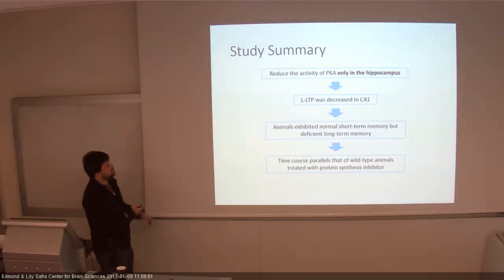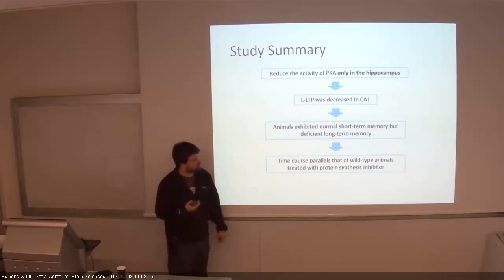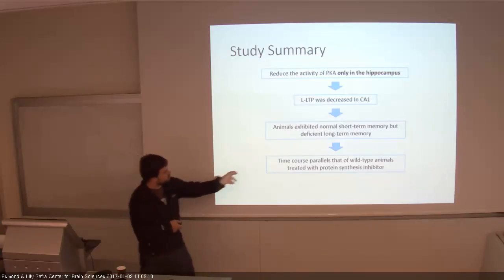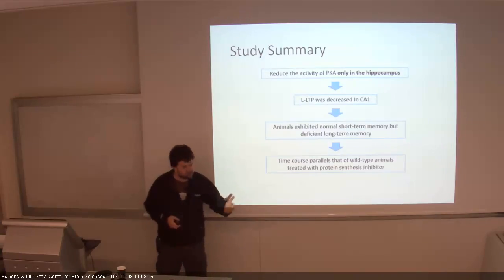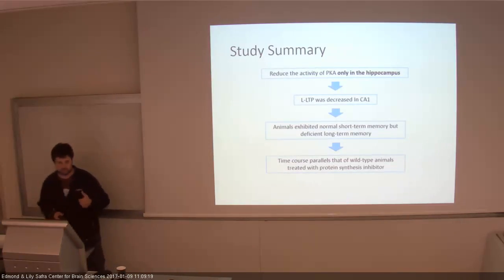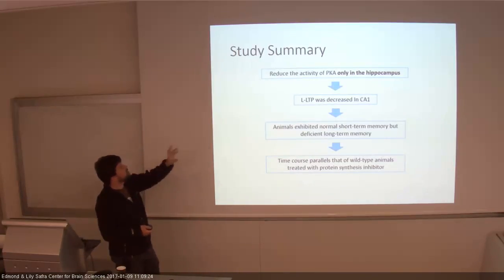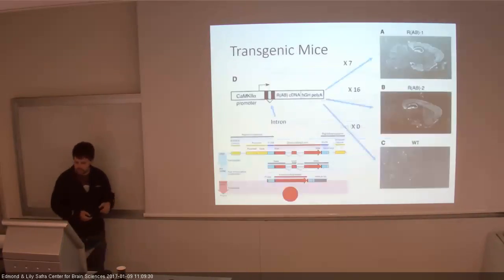Then they saw that this phenomenon, which is LTP, is decreased in CA1, which is an area of the hippocampus, and that the animal exhibited normal short-term memory, but deficient long-term memory. And finally, that the time course of this phenomenon parallels what wild-type animals that are treated with a protein synthesis inhibitor show. So this is the general outline, and now we're going to jump into the details to see how exactly they showed each one of these different components.